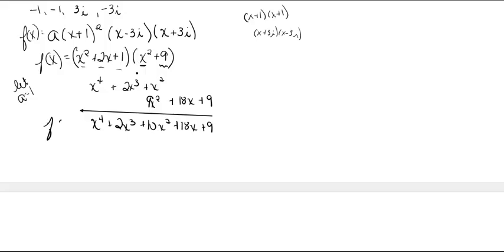So now I have a 4th degree polynomial that has zeros of negative 1, negative 1, and 3i. And then I also know that it has a zero of negative 3i. Now, the rest of this section I did in the other video. So after you watch this, you can go ahead and watch the rest of the video. I do the rest of the examples.